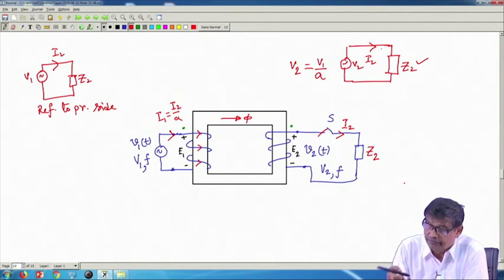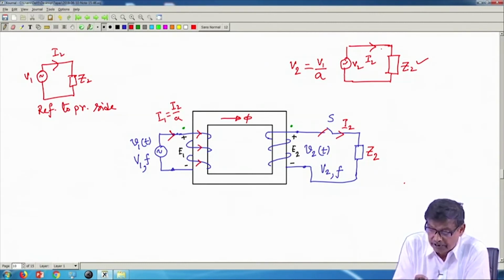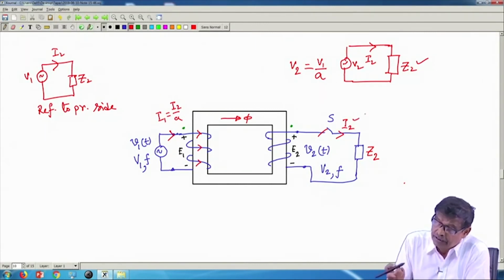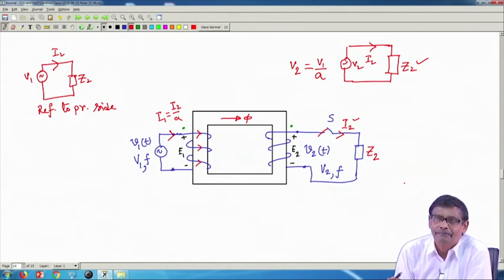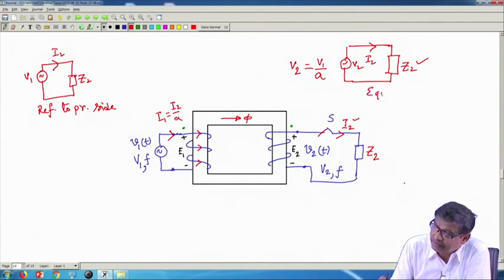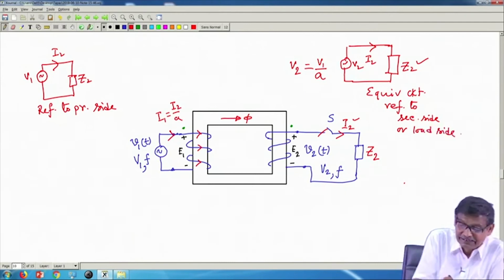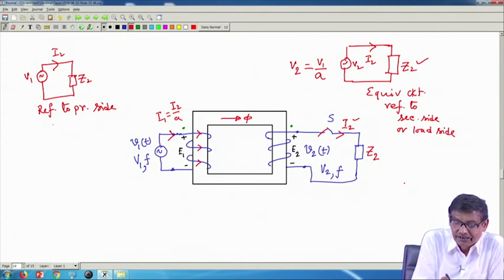Then you will ask, that is fine, but I have to solve for currents, this is the actual thing. So, you have solved for I 2. The moment you have solved for I 2, your I 1 is I 2 by A, that is all. Are you getting it? So, this is the equivalent circuit referred to the secondary side or load side, and this is the equivalent circuit referred to the primary side or source side.